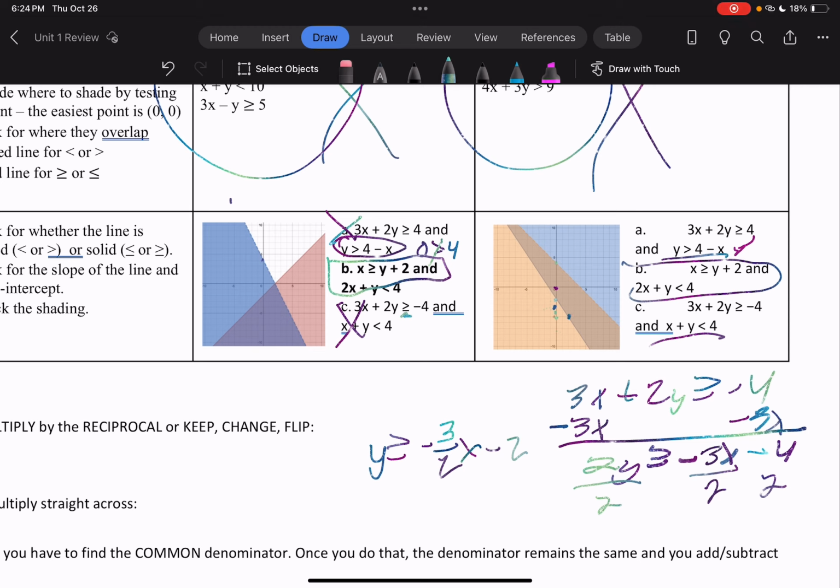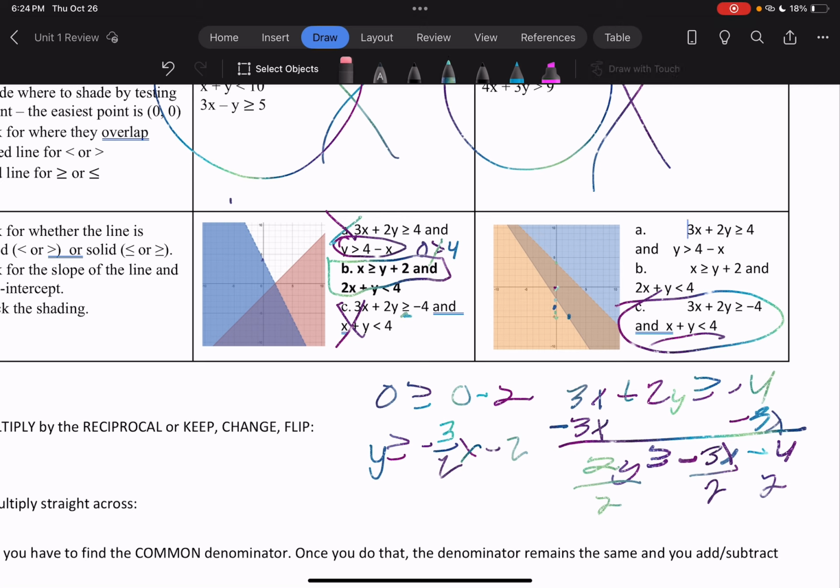We have a solid line, so we need to see if that blue shaded area works. According to this, 0 should work. So 0 is greater than or equal to negative 3 over 2 times 0, which is 0, minus 2. 0 is greater than negative 2, so C is our best answer. I circled that just to show you that it was on the same page, but C is our correct answer.